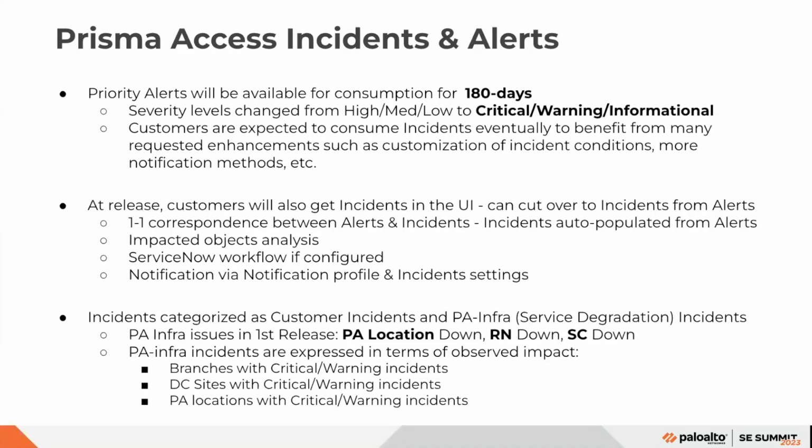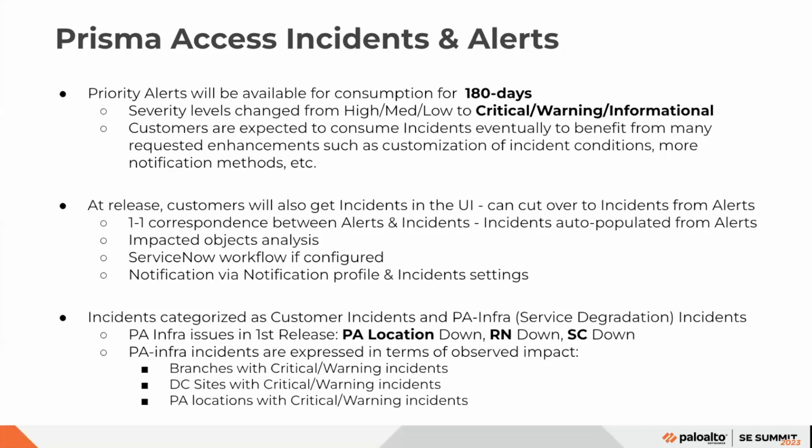Incident alerts are categorized as customer incidents and Prisma Access infra or service regulation issues. Prisma Access infra issues, in the first release, show that a Prisma Access location is down, a remote network is down, or a service connection is down. These incidents are expressed in terms of observed impact: either in a branch, where it is critical or a warning, or data center sites, where it is critical to warning. And similarly for the Prisma Access locations.